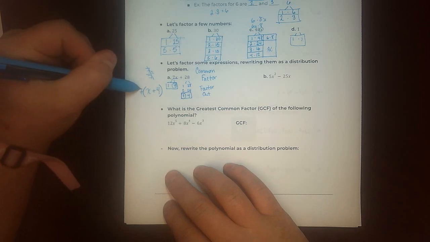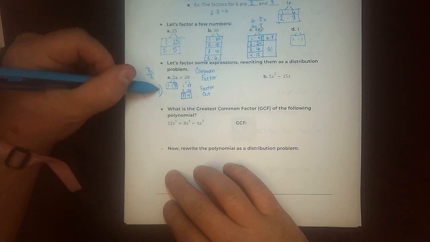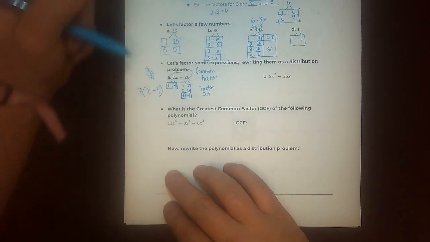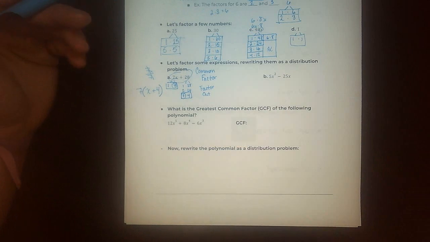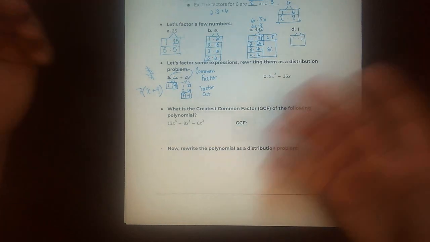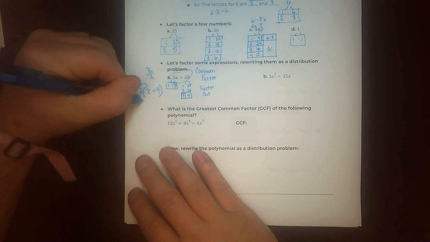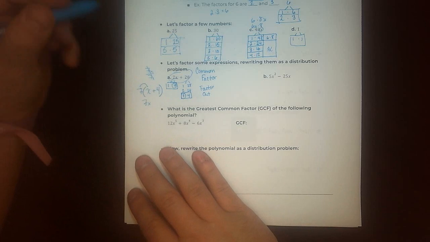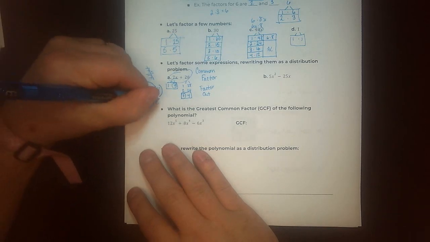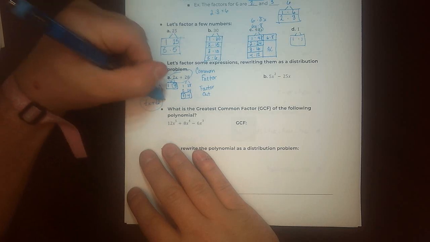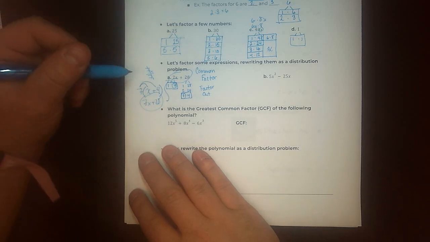So this means 7 times x plus 4 is the same thing as 7x plus 28. And let's check that. How could we check that? Well, we could check it by distributing back out. What is 7 times x? Well, it's 7x, right? And then what is 7 times 4? Well, it's plus 28. Did we end back up with the same thing we started with? Yeah, that's the whole goal.